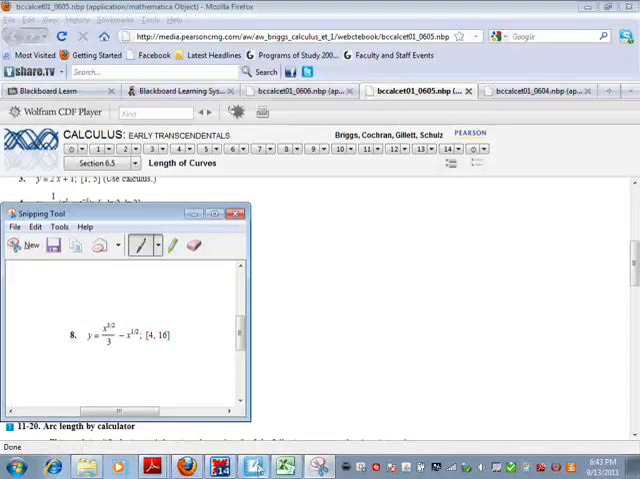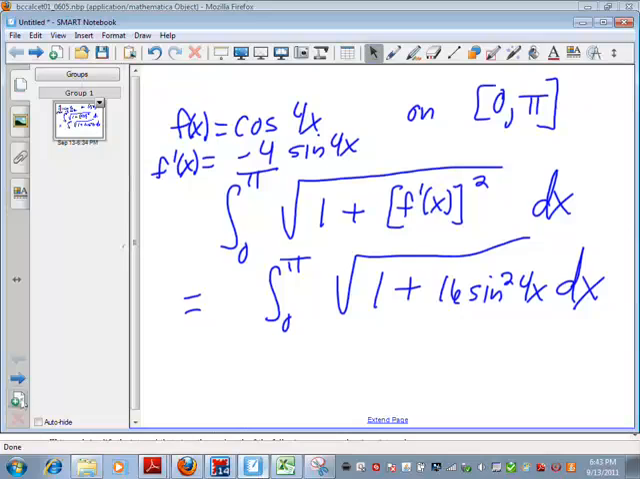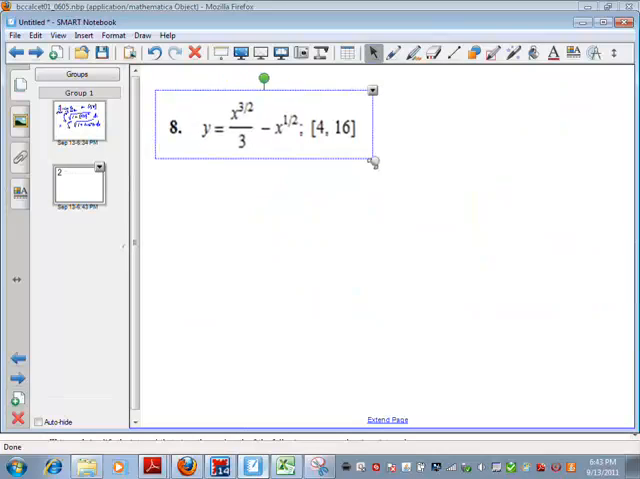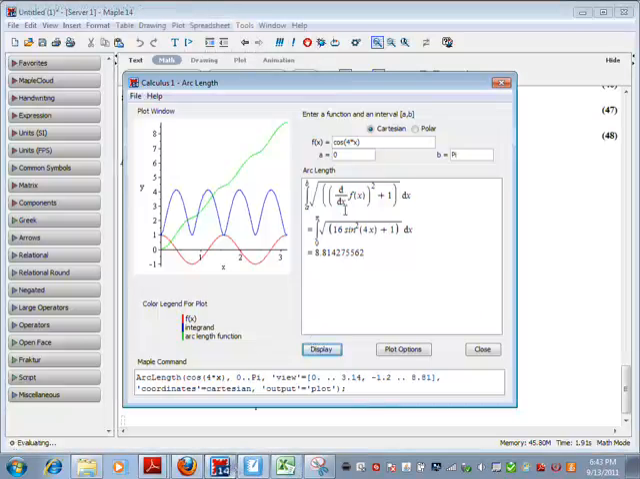Again, write the integral that represents the length of this function. I'll grab this one too. I didn't grab this in my other class. See how much I love you all? X to the 3 halves over 3 minus x to the 1 half. X to the 3 halves all over 3. I think that's going to work. Minus x to the 1 half.